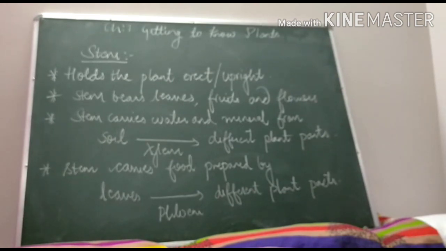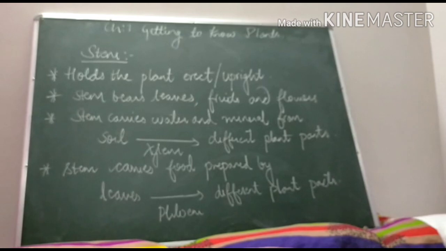Second, stem bears leaves, fruits and flowers. It's the stem which bears your leaves, fruits and flowers. Number third, stem carries water and minerals from soil to different plant parts. What is the function of stem? कि वो carry करती है water और minerals from the soil. Soil से कहाँ carry करती है?